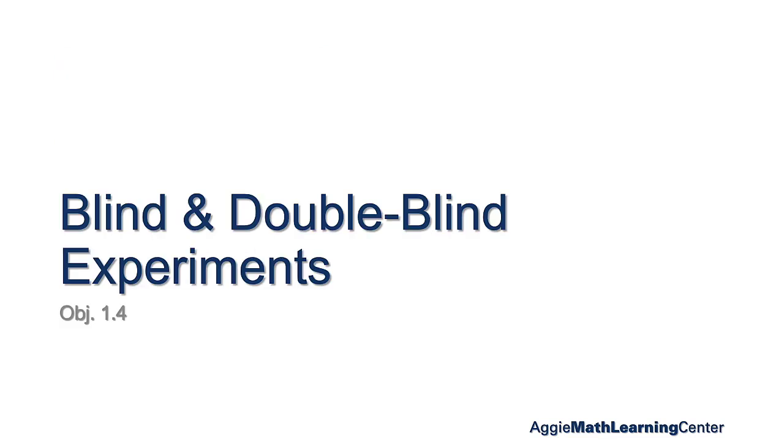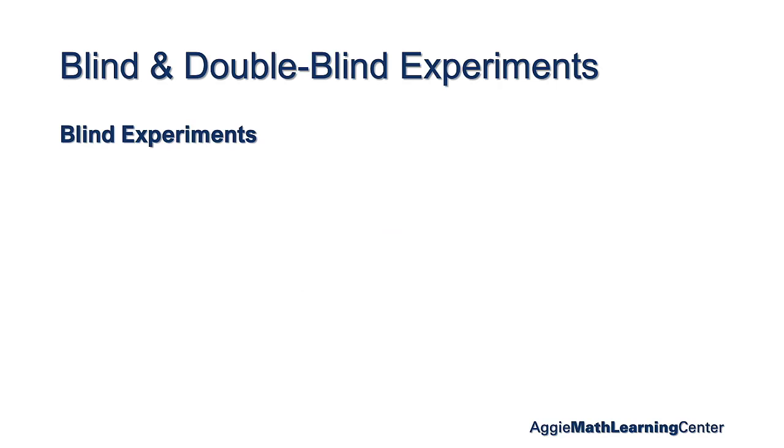Let's continue to explore experimental design by now exploring blinding and double blinding. Blinding is the process wherein experiments are done with the intention of making sure the subjects are unaware what group they are in. This means subjects do not know if they are in the control group receiving the placebo or if they are in the treatment group that is receiving the actual treatment.